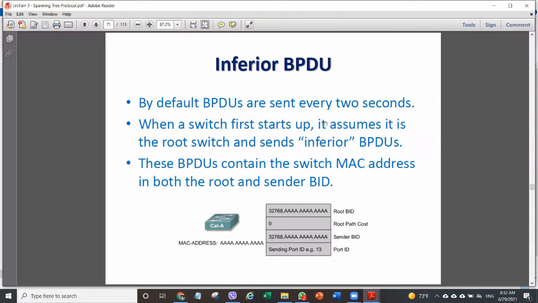It is the very commonly introduced type of BPDU. Without understanding about the others, it just shares it to get to know each other, like sending an ARP request, something like that. These BPDUs contain the switch MAC address in both the root and sender bridge ID.